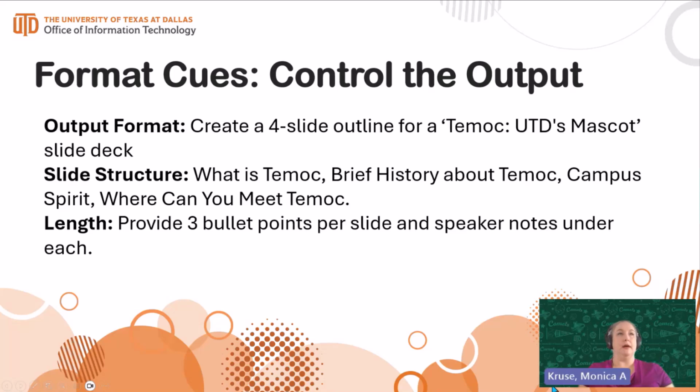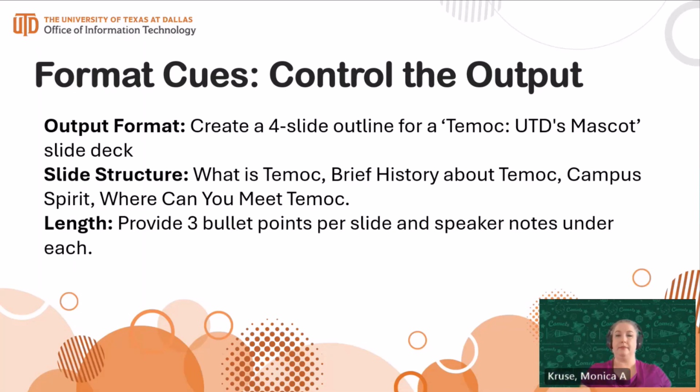So in this example, I am asking Copilot to create a slide deck outline based on our mascot TMOC. I have outlined the 4 slides that I want to include, which are what is TMOC, a brief history about TMOC, campus spirit, and where can you meet TMOC. And I wanted it to have a length of 3 bullet points per slide and to also provide speaker notes on each slide.